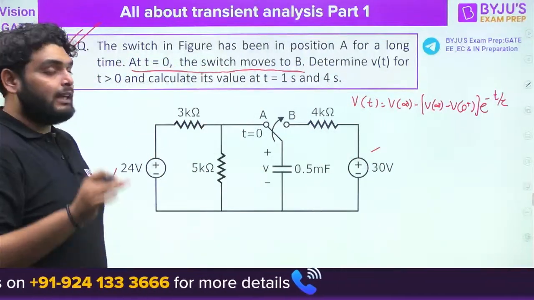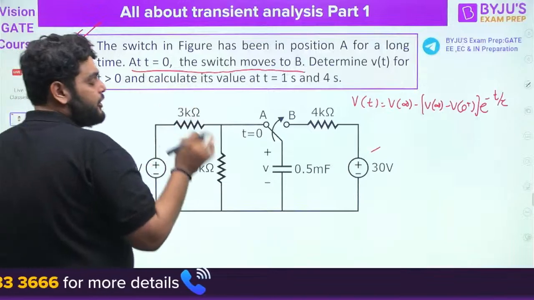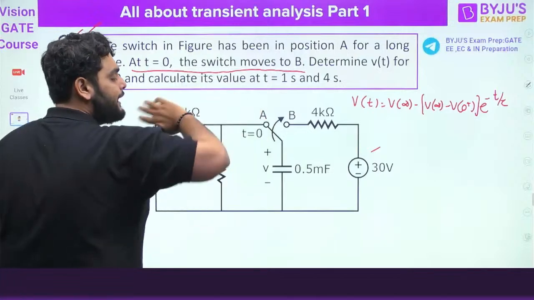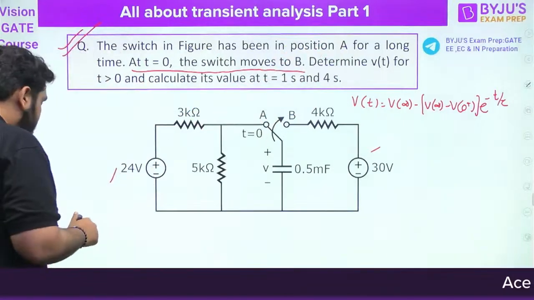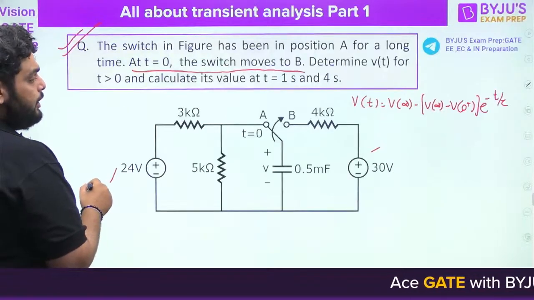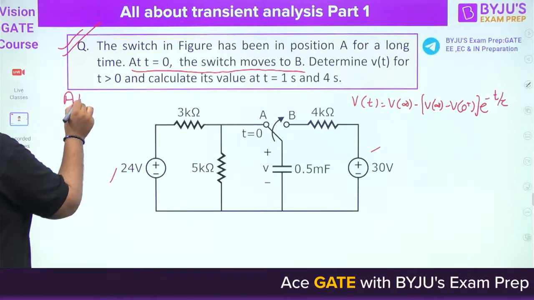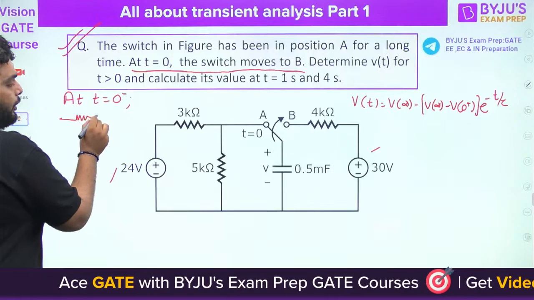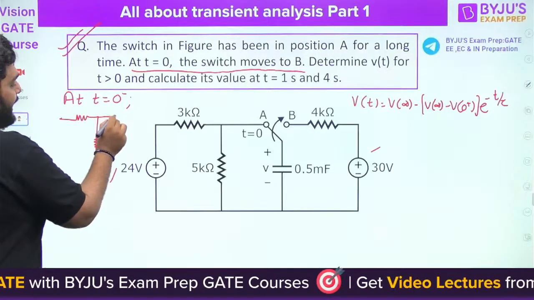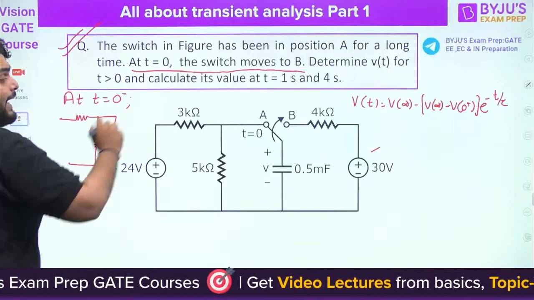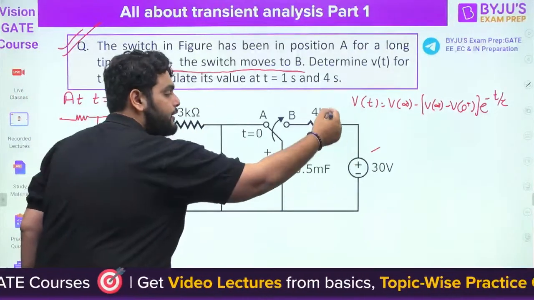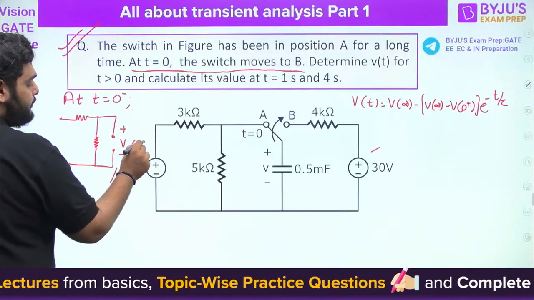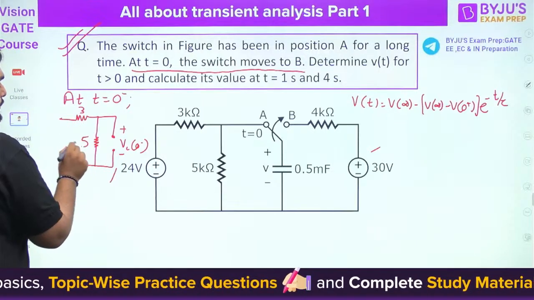Now first of all, find out the initial condition. The initial condition occurs when the switch is at position A, because initially the switch is at position A, then it will be thrown to position B. So for the initial condition we have to draw the circuit at t equal to 0 minus. Now remember, at t equal to 0 minus the capacitor will be open, and there is no need to include this side of the circuit because the switch is at position A. So I need to find out the capacitor voltage at 0 minus. So tell me, how much will it be?